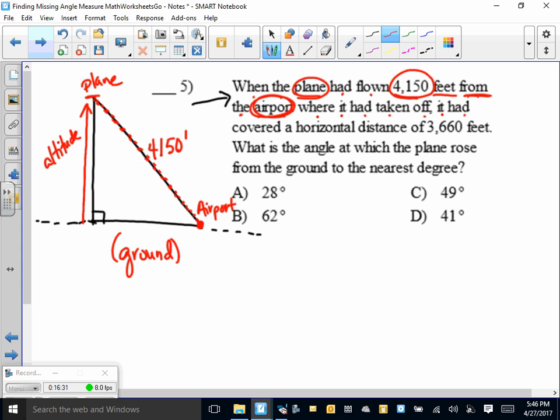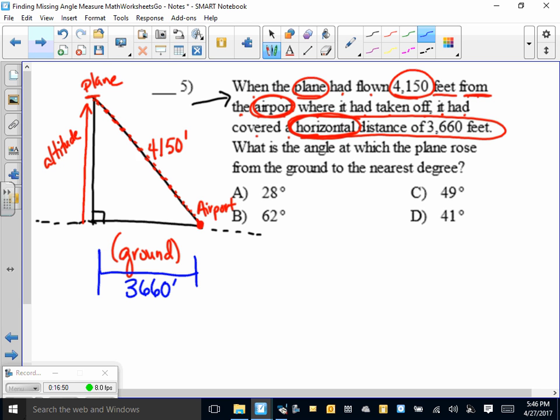It says it has covered a horizontal distance of 3,660 feet. They even tell us horizontal distance. That means that if you got in your car and started driving until you were underneath the airplane, you would have traveled 3,660 feet, whereas the airplane has traveled 4,150 feet, because it's going at a slant as it rises up into the sky. It says, what is the angle? So we're looking for the angle.